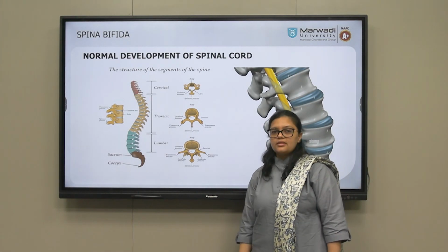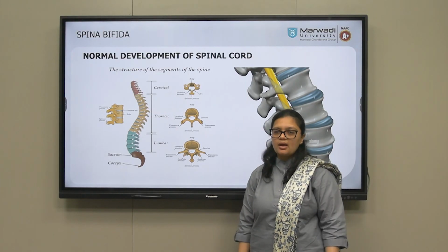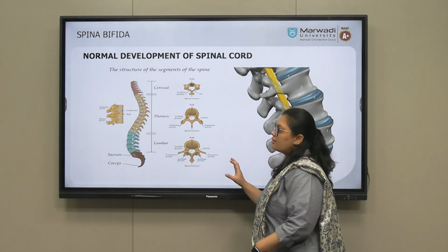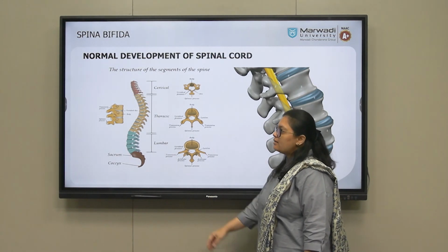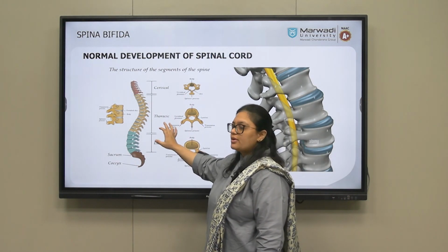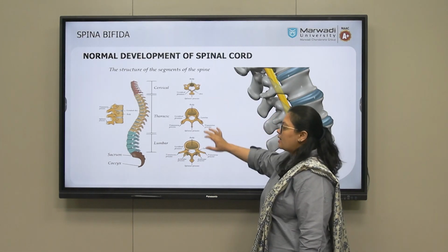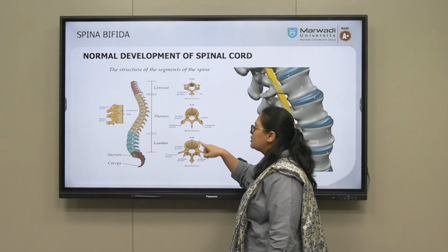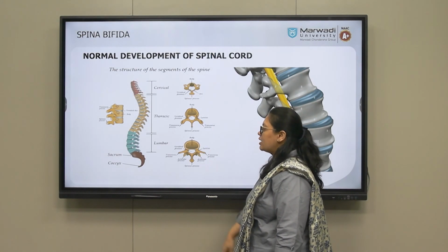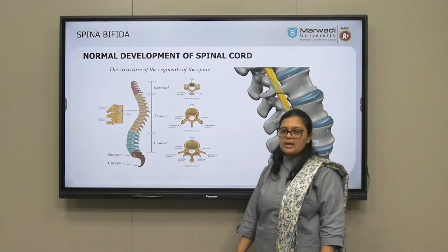So, first of all we will learn about the basics of the development of the spine. If we can see this figure, the figure tells us that this is a normal spine. We have cervical spine, thoracic spine and lumbar spine. And these are the pictures of the vertebral column, where this is the vertebral foramen, this is the body, and these are the various parts of the spinal cord.